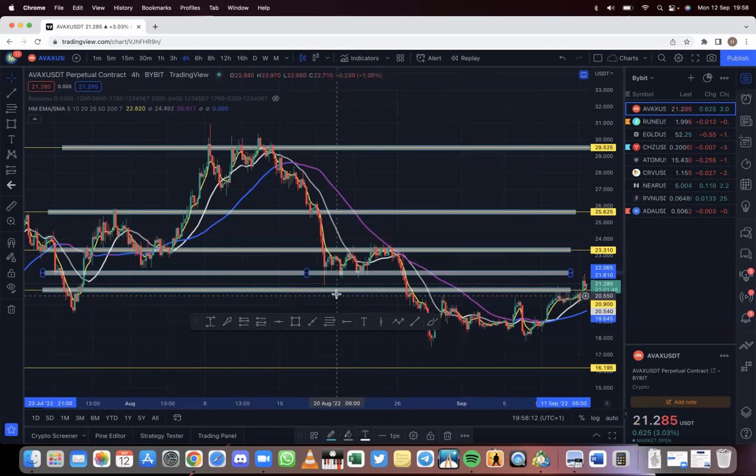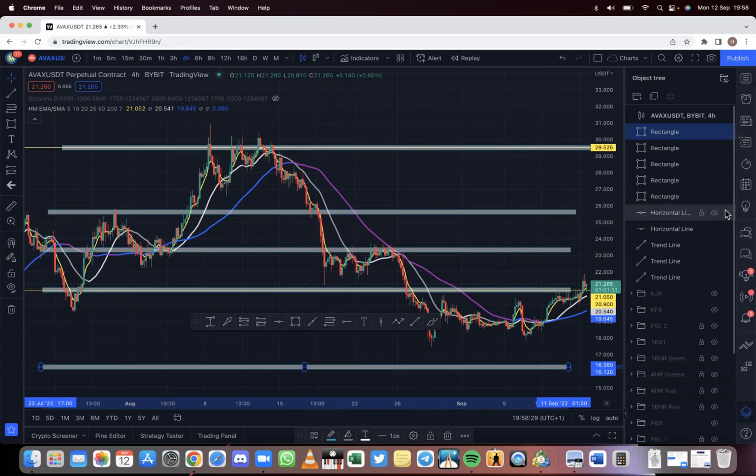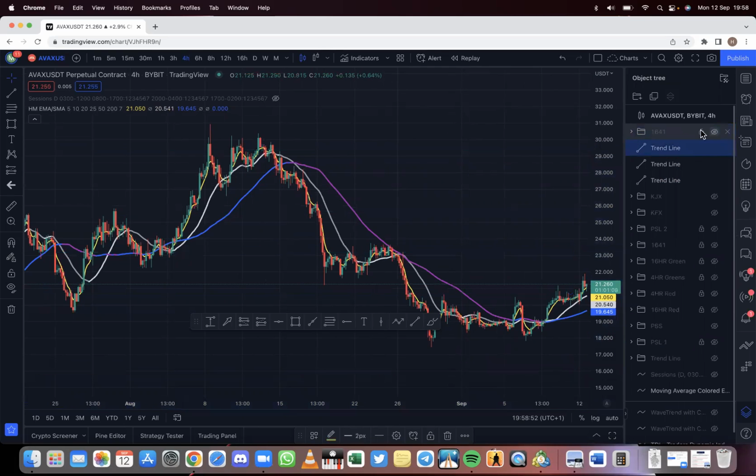So we clone it, and then we delete the lines. We're going to take the horizontal lines off. Once we delete the lines, then we go and create our psychological level. The rectangles that we created are the same as the ones created on the 16 hour or the daily, and then on the 4 hour. So we call it the 1641. And once we call this 1641, we hide it.